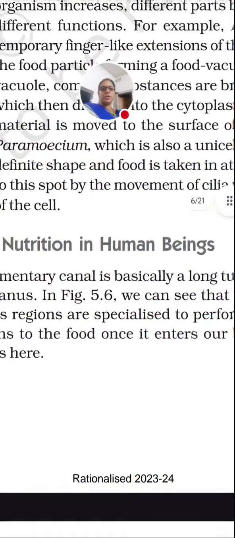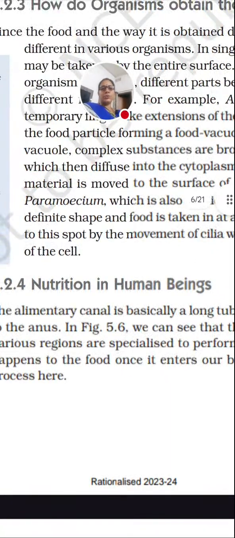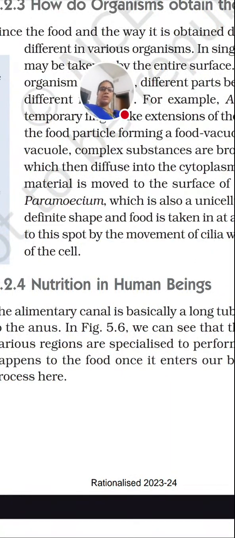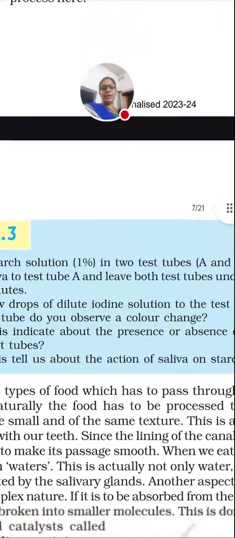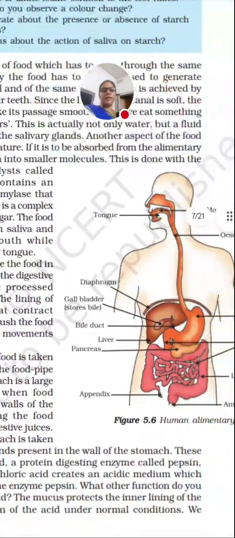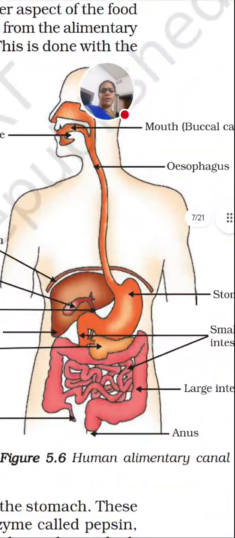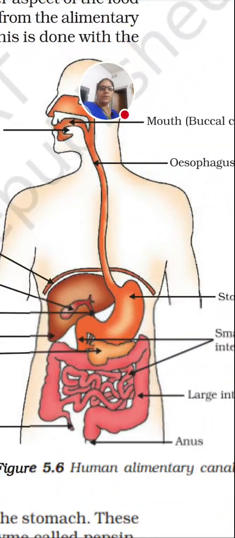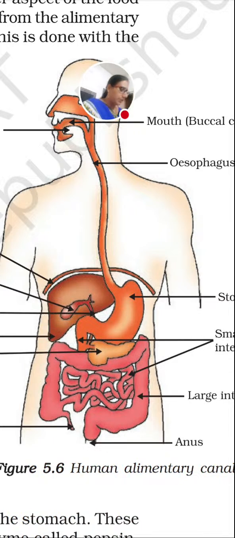Then the next topic is nutrition in human beings. That is also a very simple topic. You need to write about the glands and where the different processes take place. So here you can see the human digestive system. What are you going to write about the human digestive system? Let's move on to the human digestive system.